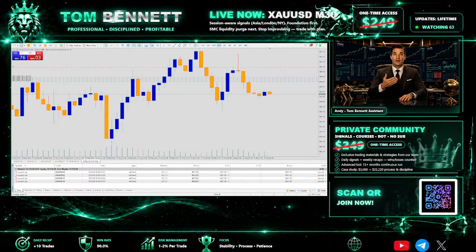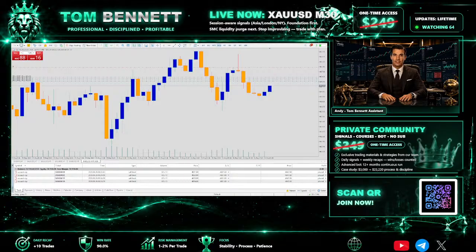In this module, we are going to focus on high-probability XAUUSD setups. Not just setups that look good, not just setups that feel exciting, not just setups that appear after a strong candle. We are talking about setups that pass a serious filter before you risk real money. The first thing you need to understand is that not every readable move is a tradable move. This is extremely important on gold.